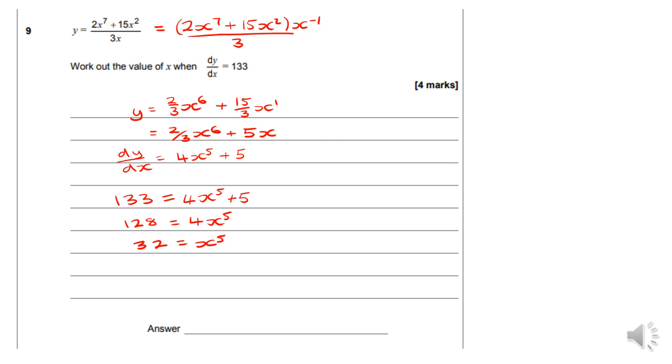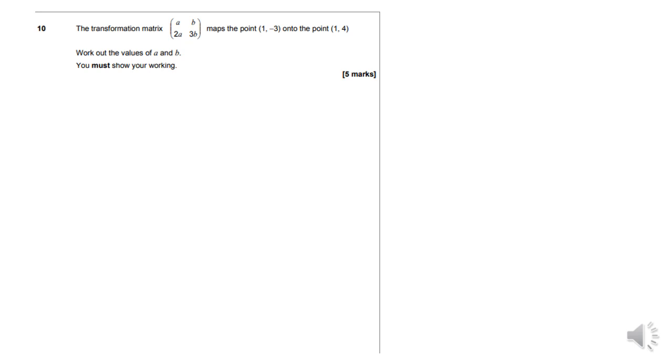And then you should know that the fifth root of 32 is 2, because 2, 4, 8, 16, and then 32. So my value of x, we should show how we've got there, the fifth root of 32 is equal to x. So right here we've got a transformation matrix that maps a point 1, -3 onto a point 1, 4. So this is just asking you for your understanding of multiplication of matrices.